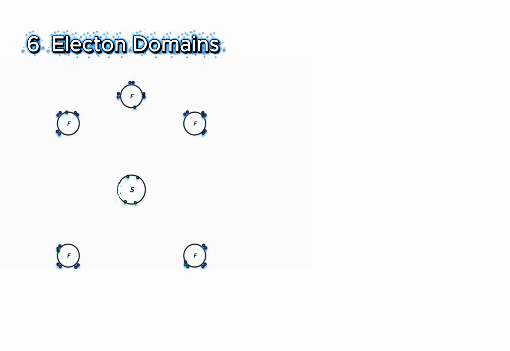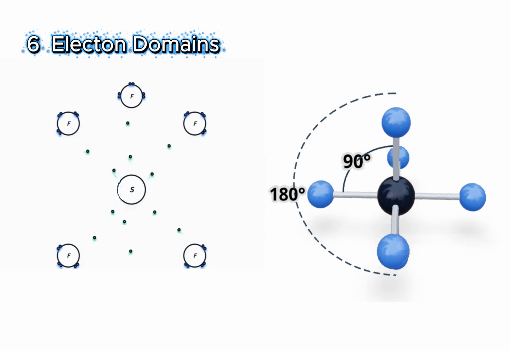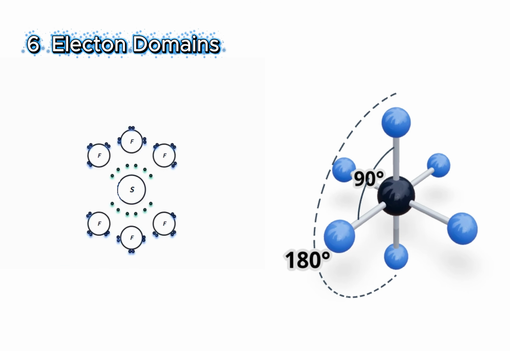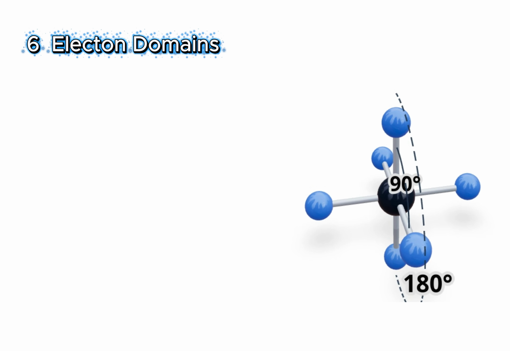Finally, let's look at molecules with 6 electron domains. These form a perfectly symmetrical octahedral structure: up, down, left, right, front, and back. Every single domain maintains an exact 90-degree distance from its neighbors.